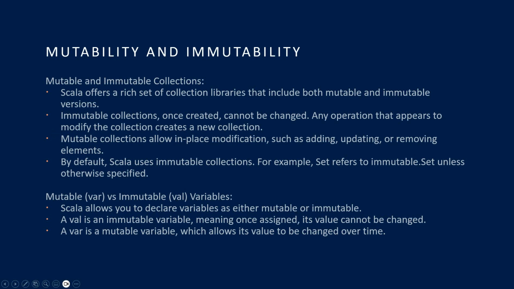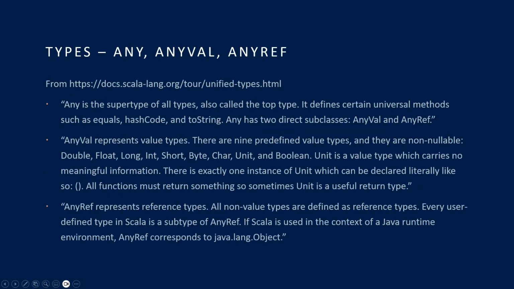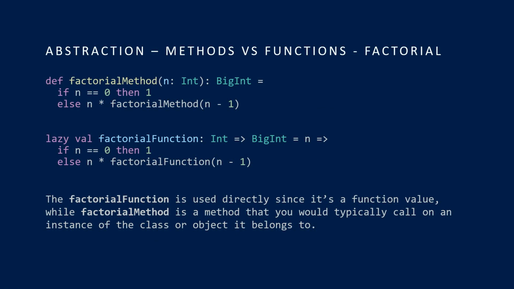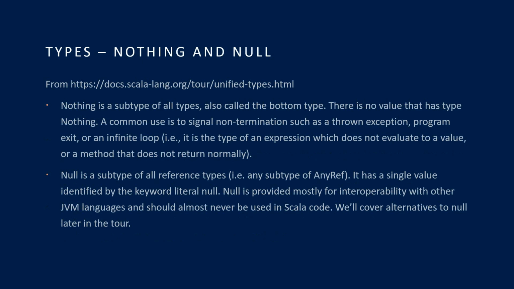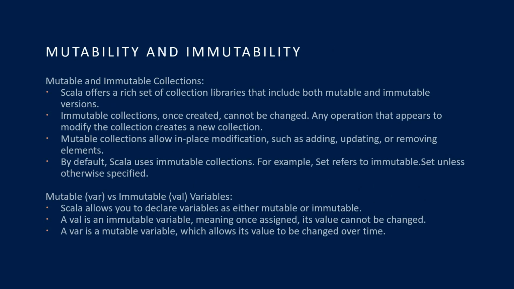So probably in some of my previous examples, I think in a lot of these I have been using a val. So Scala allows you to declare variables as either mutable or immutable. Val is an immutable variable, meaning once it's assigned, its value cannot be changed. And var is a mutable variable, which allows the value to be changed over time. This is always the preferred option.